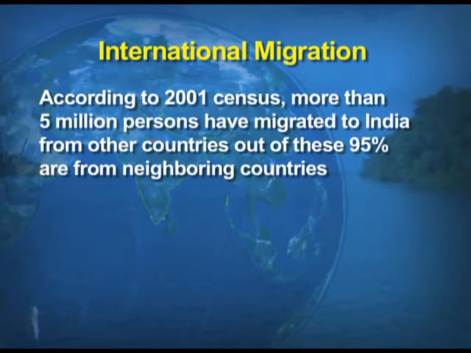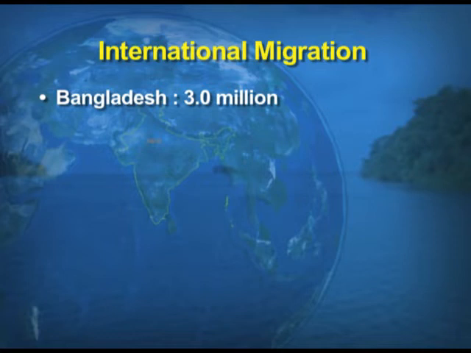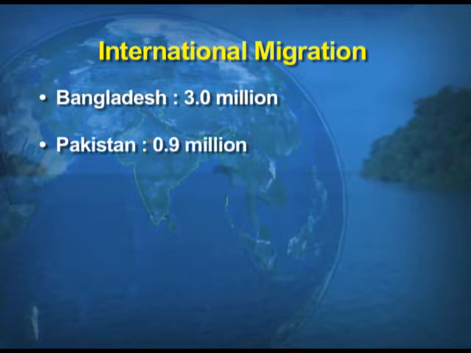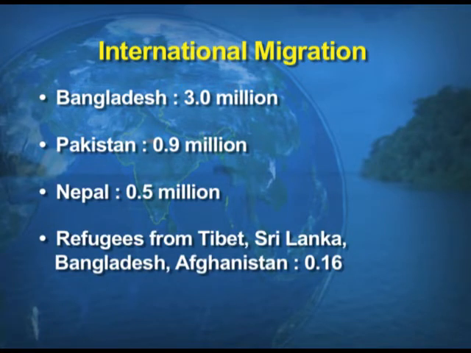Now, the second type of migration we take up, that is the international migration. According to the 2001 census, more than 5 million people migrated to India from other countries. And out of that 5 million population, children, 95% of migration was from the neighboring countries. So, those neighboring countries are Bangladesh, from where around 3 million population migrated. Second neighboring country, Pakistan, from where 0.9 million population migrated. In comparison, Nepal, from where 0.5 million population migrated.